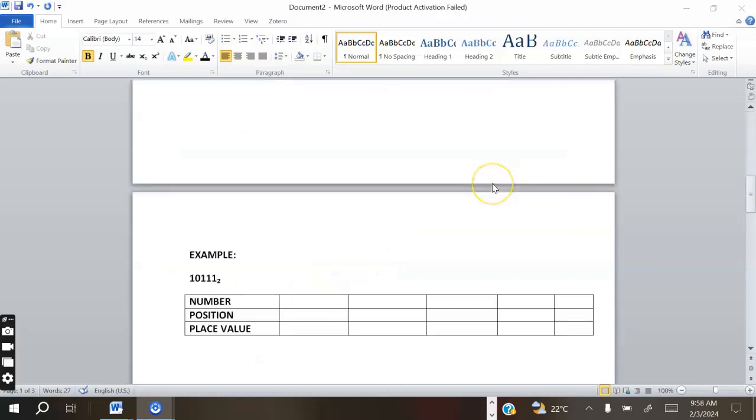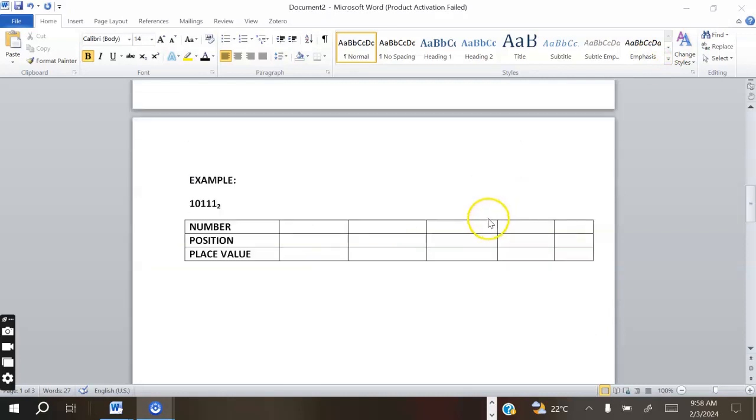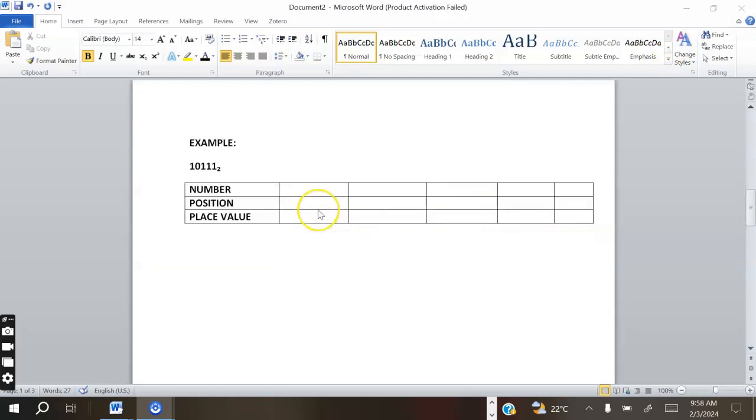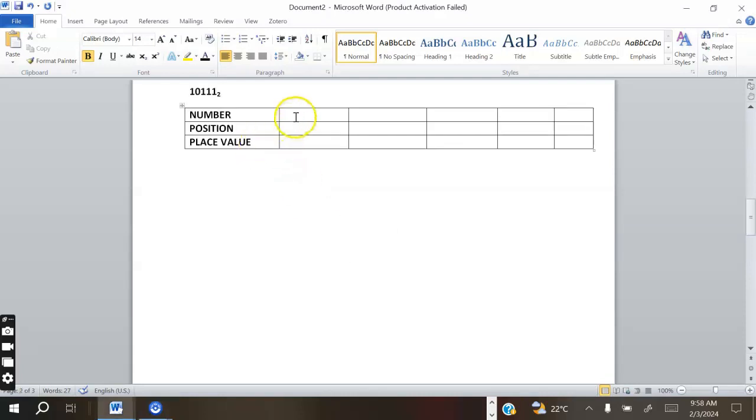So maybe you can take time, pause the video sometime and try applying the same concept. Then you cross check your answer with my working. So as usual, you write down the number 1, 0, 1, 1, 1. The place value, this is a 0, 0, 1, 2, 3, and lastly 4. So this is base 2 raised to power 4, which is supposed to give us 16.